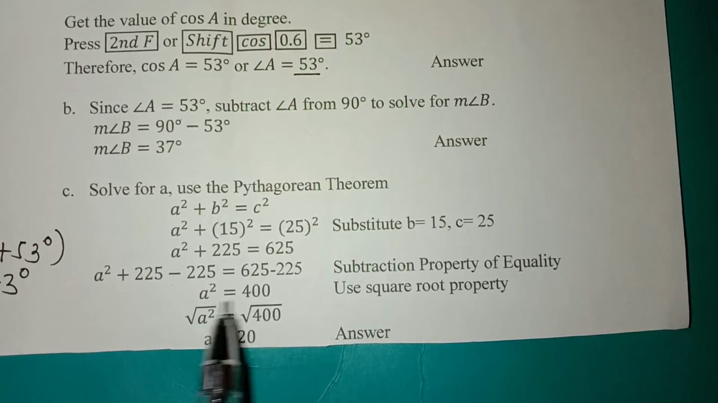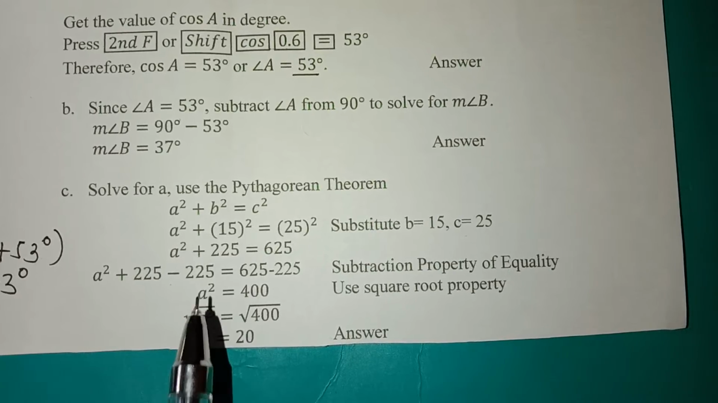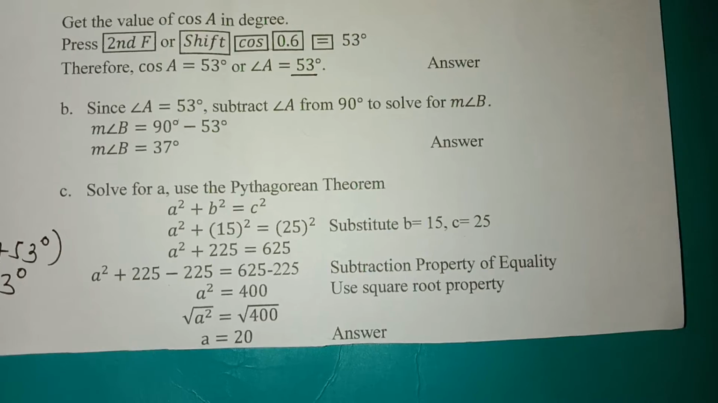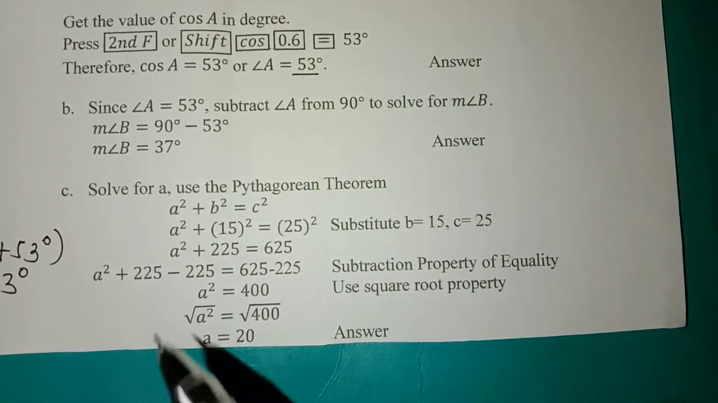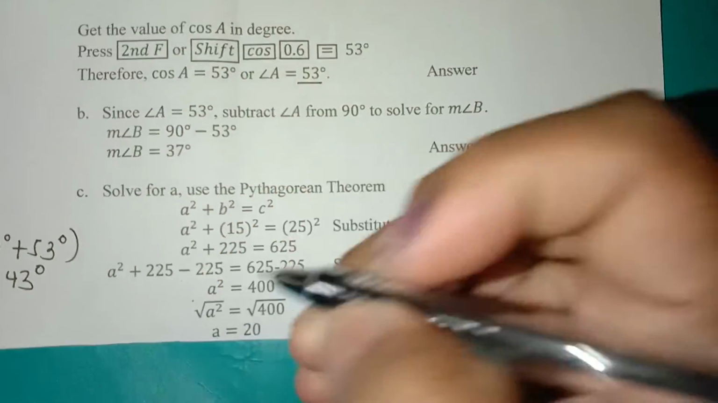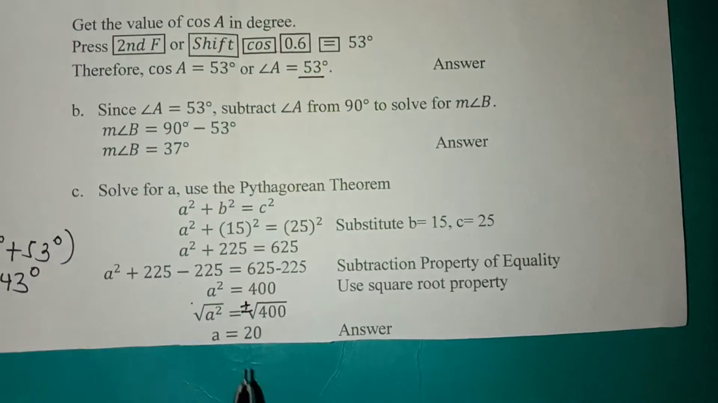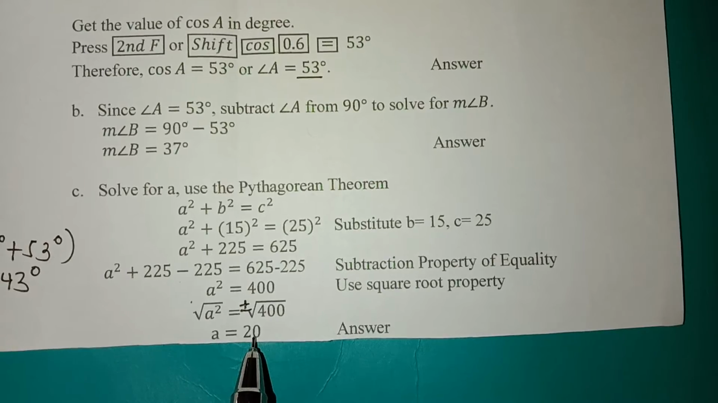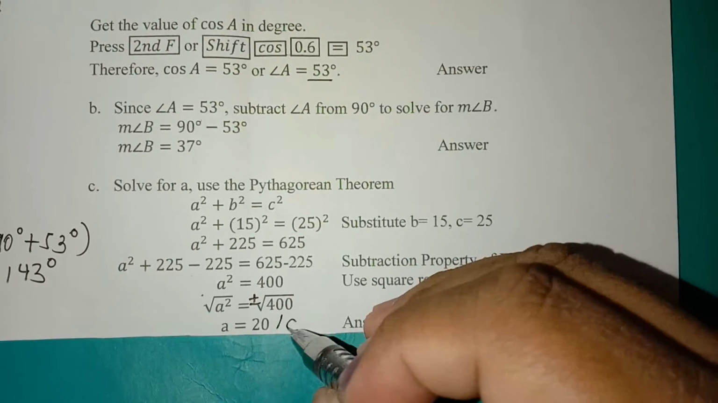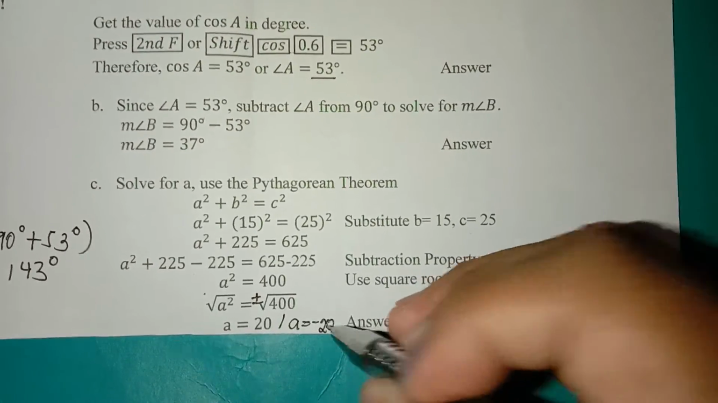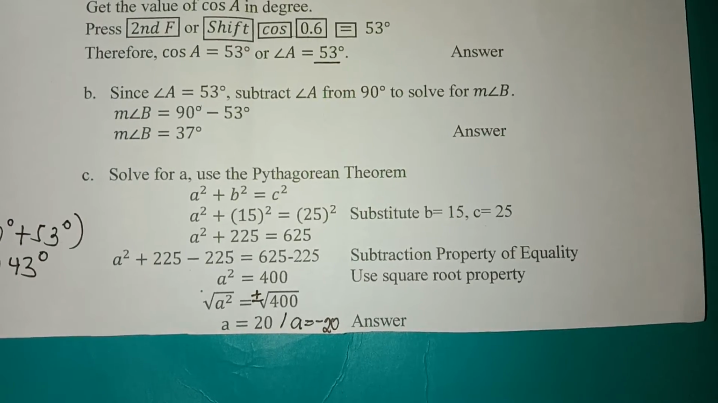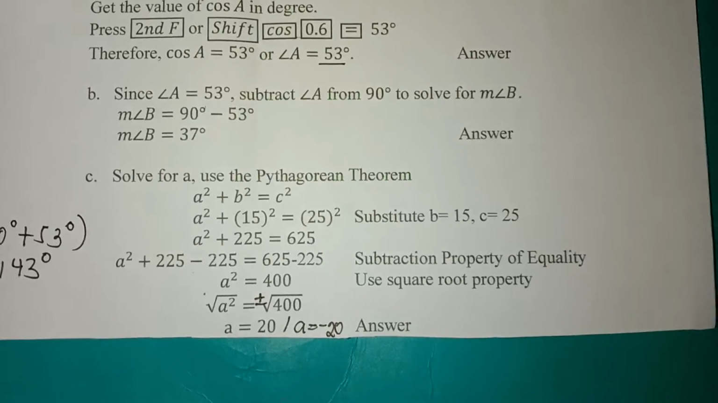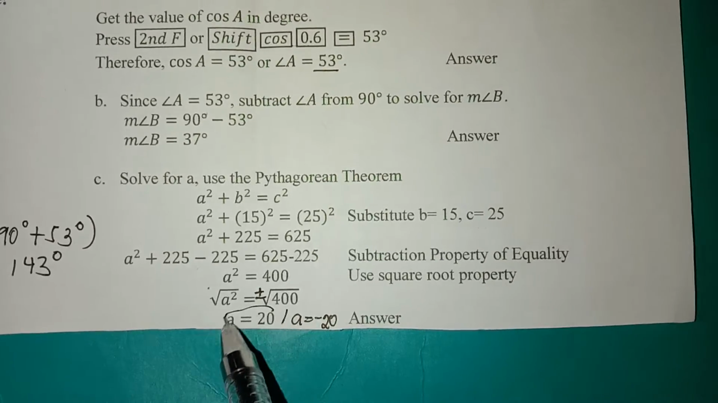Then you're going to get the value of A using the square root. The square root of A squared equals the square root of 400. Actually, if you're going to solve, that is plus or minus the square root of 400. So A equals 20. Then another one, A equals negative 20. Since when I talk about measurements, there are no negative measurements, measurements are always positive. So your answer is 20.